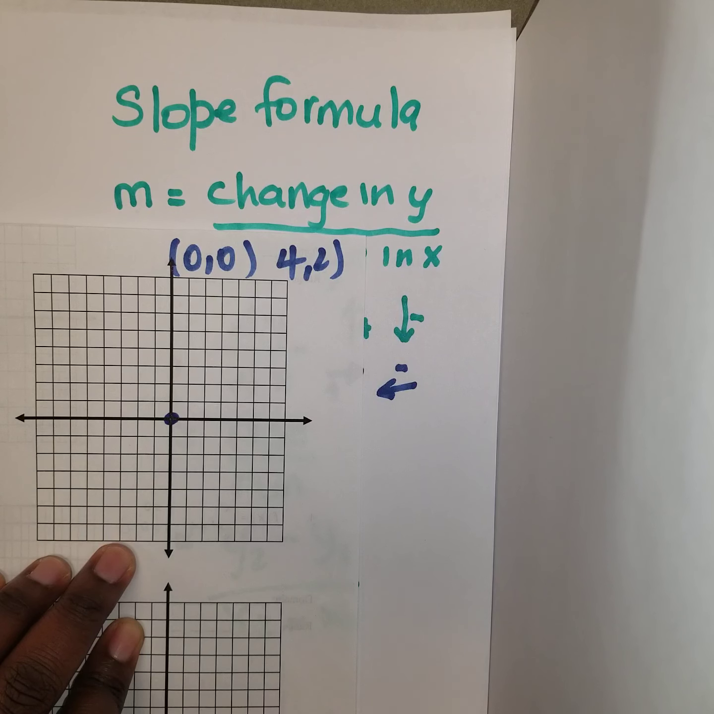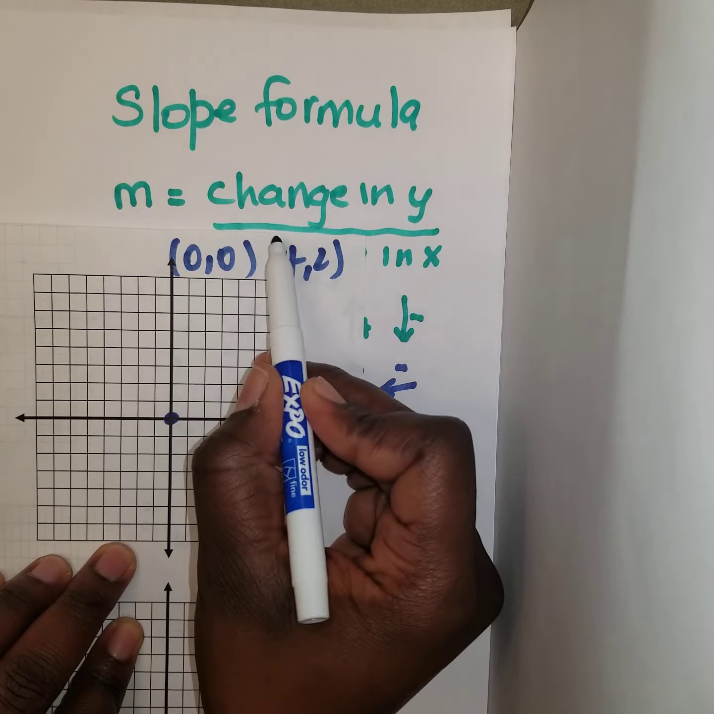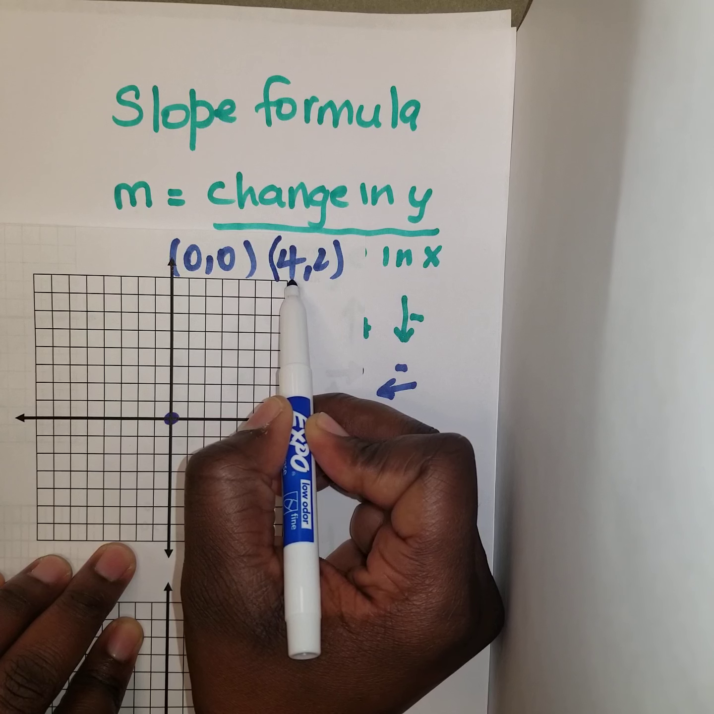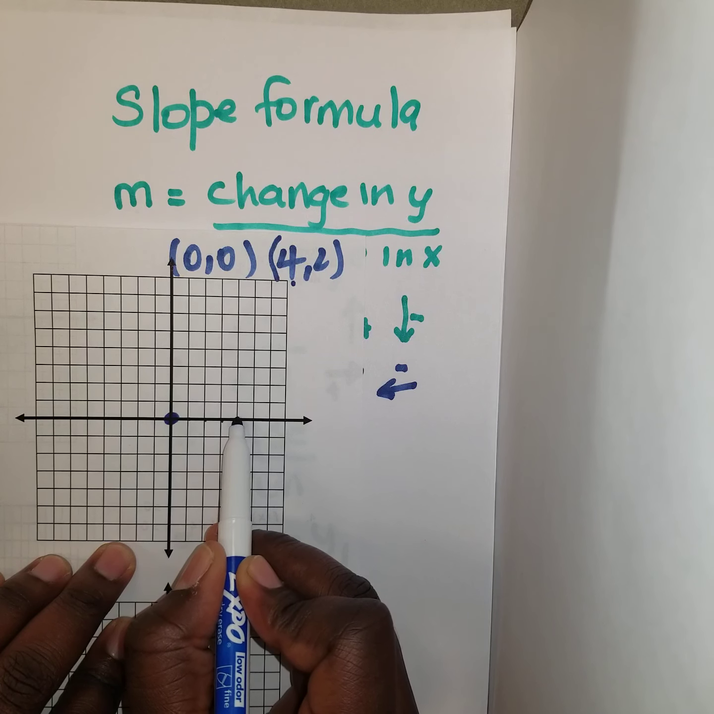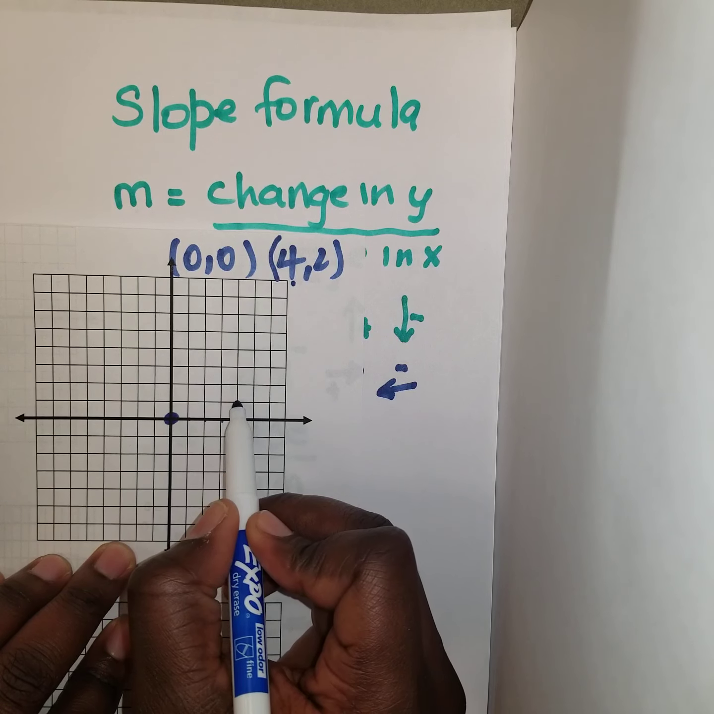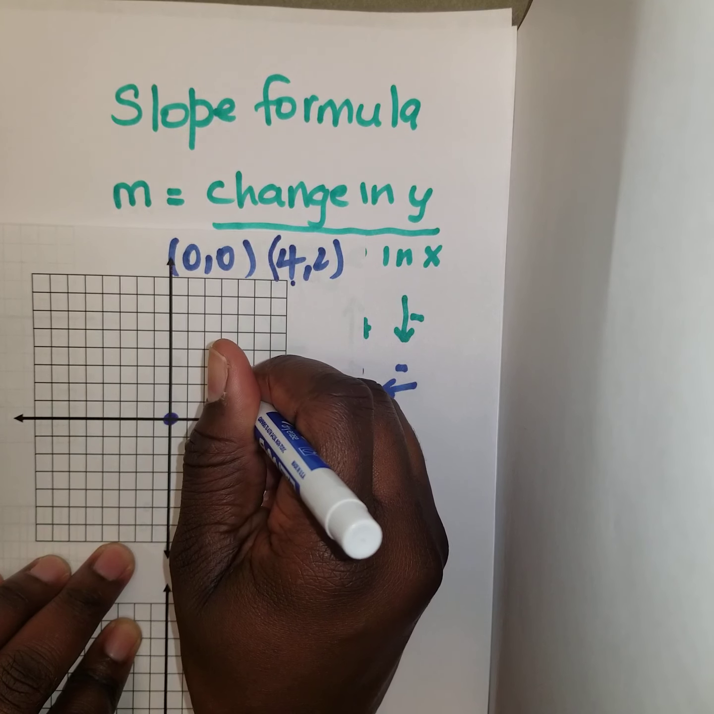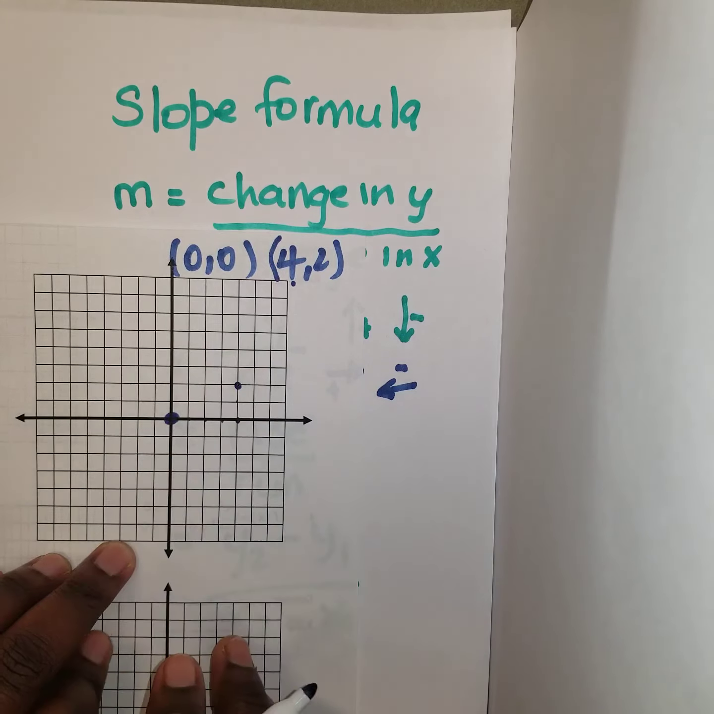So 4, 2 tells me I'm going to be moving 4 units to the left. So you're going to be moving 1, 2, 3, 4 to the left and 2 upwards. 1, 2. So this is my next point.